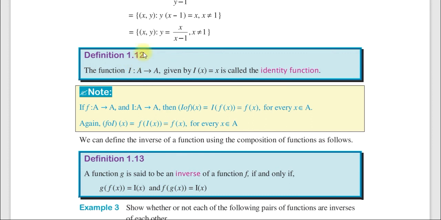Another definition, Definition 1.12: a function I from A to A given by I of x which is equal to x is called the identity function. For example, if f is from A to A and I is from A to A, then I of f of x which is equal to f of x for every x element of A. Again, f of I of x which is equal to f of x for every x element of A.